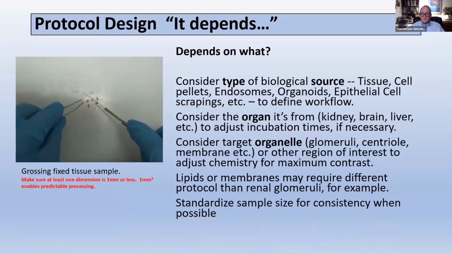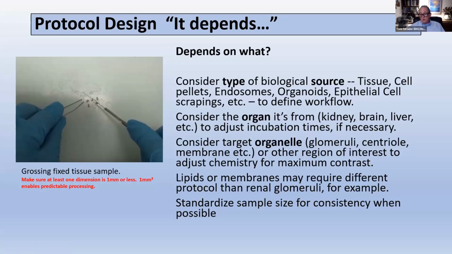So protocol design, it depends. We have a sample, we want some images. What's it depend on? The type of biological source. Is it tissue? Is it cells? Is it organoids? The organ that it's from. Organ is, I'm using that as a catch-all, but is it kidney, brain? Is it liver? What is the source material of the cells or tissue or whatever you're analyzing and imaging? And then what are you looking at? What organelle or region of interest do you want to look at?